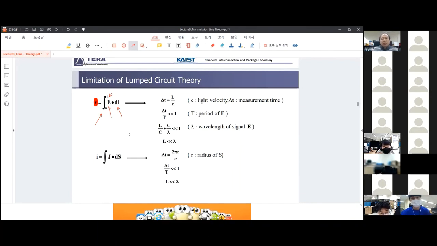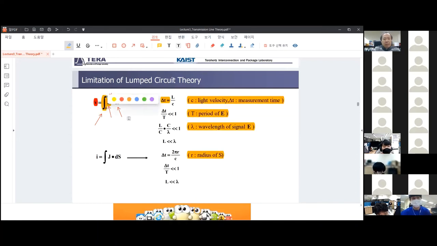This is an extension of that argument: when we define the electric field voltage, we have to integrate the electric field along length dl, and the length of the interconnection may be from 0 to length L. However, please take a look at this. The integration time delta T should be equal to the length divided by the speed of light. So our measurement time depends on the length of your interconnection.